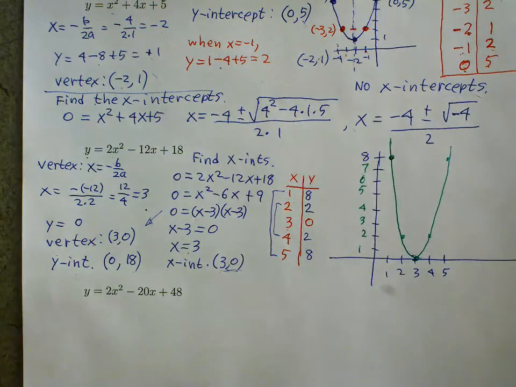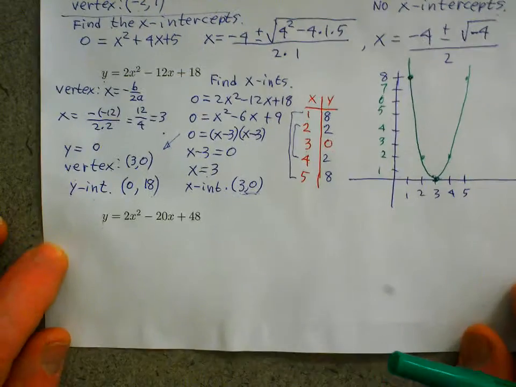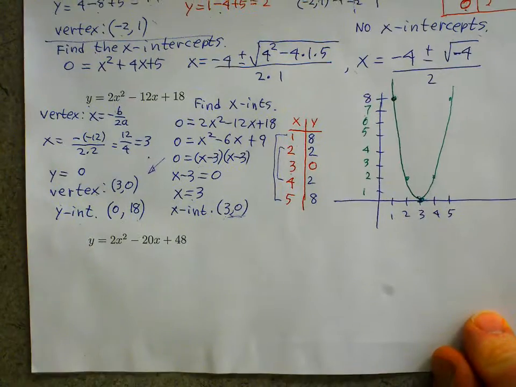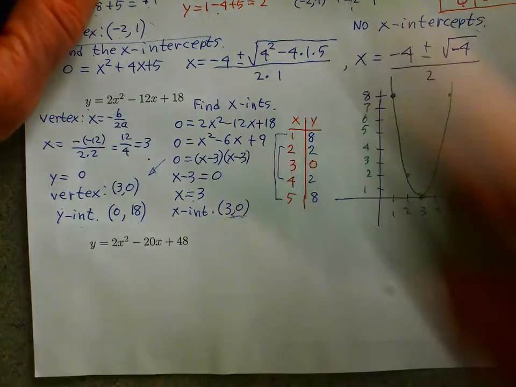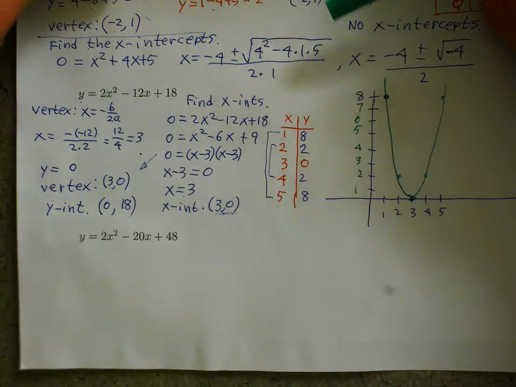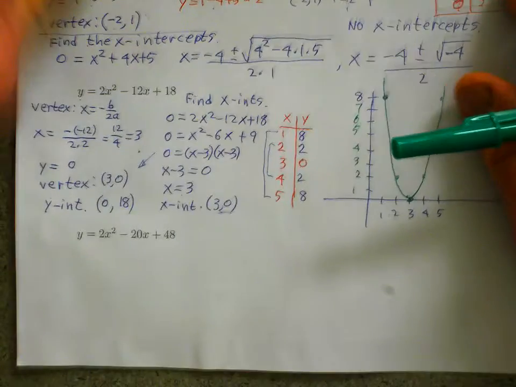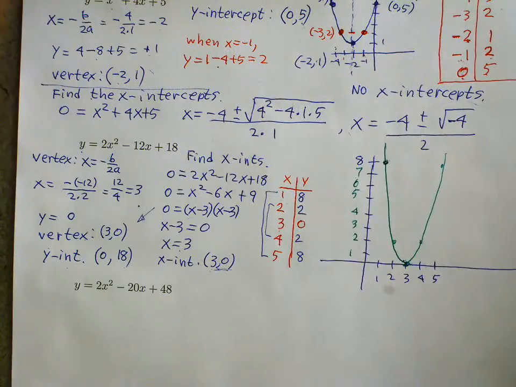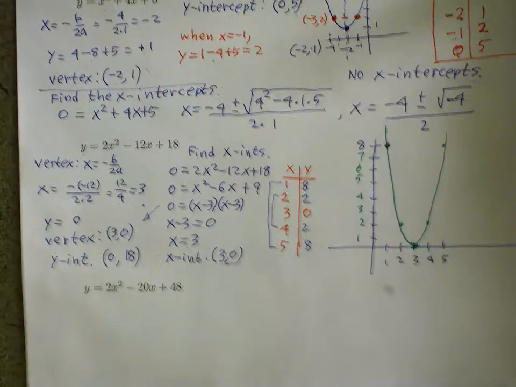Okay, let's try the next one. Work on the next one for a couple of minutes. y equals 2x squared minus 20x plus 48.